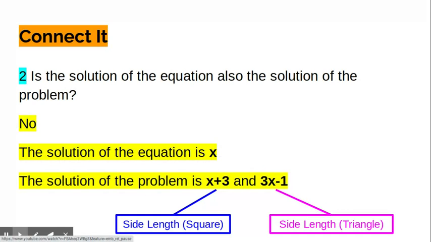Next, for problem 2, it's asking if the solution to the equation is also the solution to the problem. So no, that's because the solution of the equation is x, so you're just solving for x. However, the solution to the problem is also the x plus 3 and 3x minus 1.